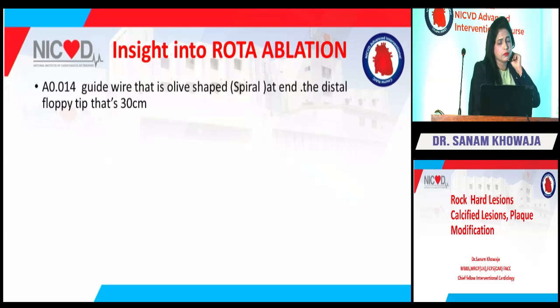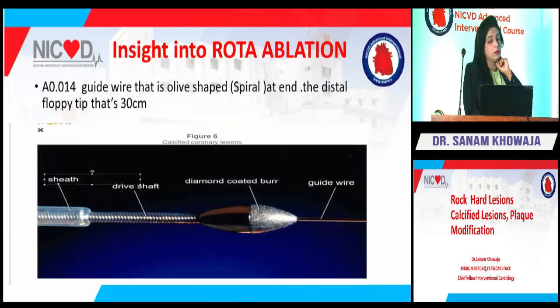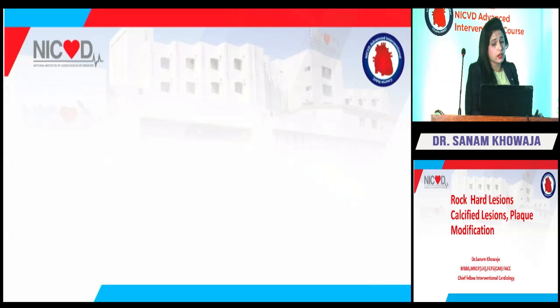Insight into the rota, what rotablation looks like. So we have a rota wire, which is an olive-shaped wire. It is a 0.014 wire, and it has an olive-shaped end, which is 30 centimeter. And we take a rota burr over it, which is diamond coated. As we talked, it has 0.5 micron edges, which burn the calcium through the pecking movement. And then we have a drive shaft and a sheath which is attached to the connector.